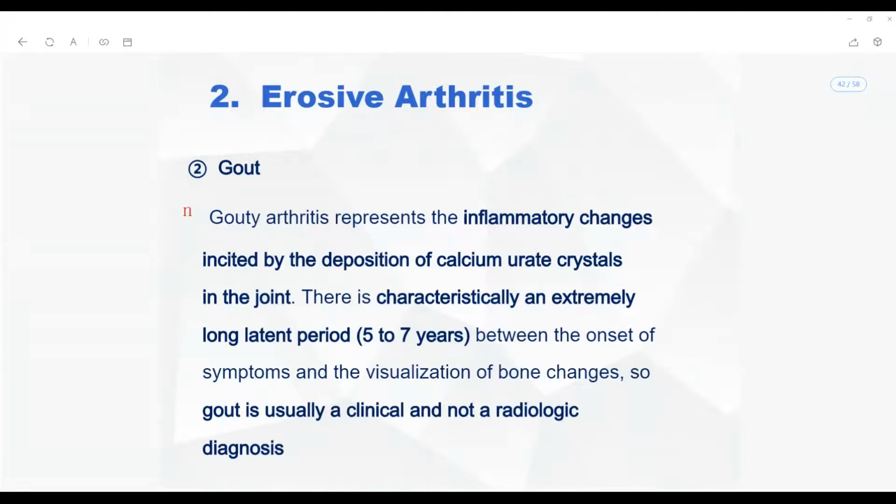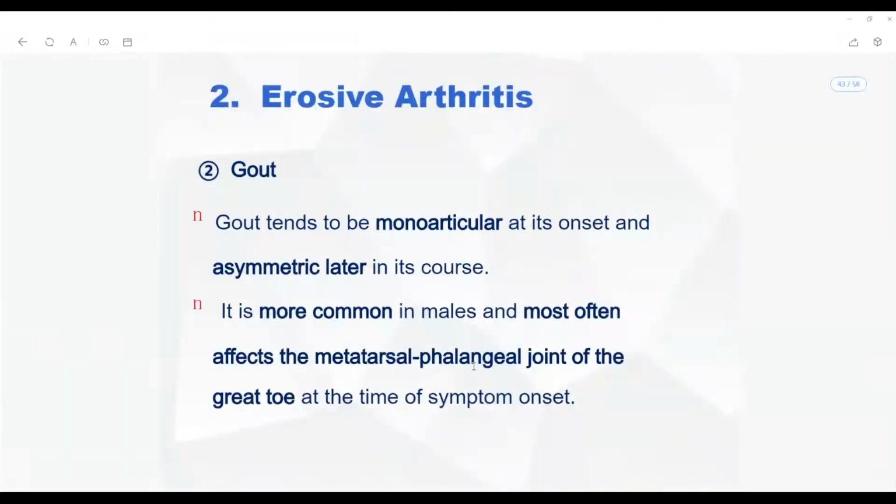So gold is also actually used in the treatment of gout. However, let's get into the characteristic features so that we can complete the chapter fast. Gout is generally monoarticular. Gout is monoarticular always and asymmetric later in course. Monoarticular means to say only one or single joint is involved.